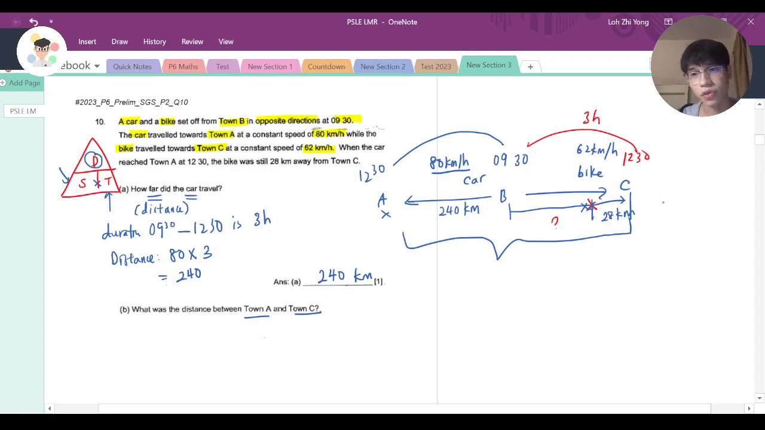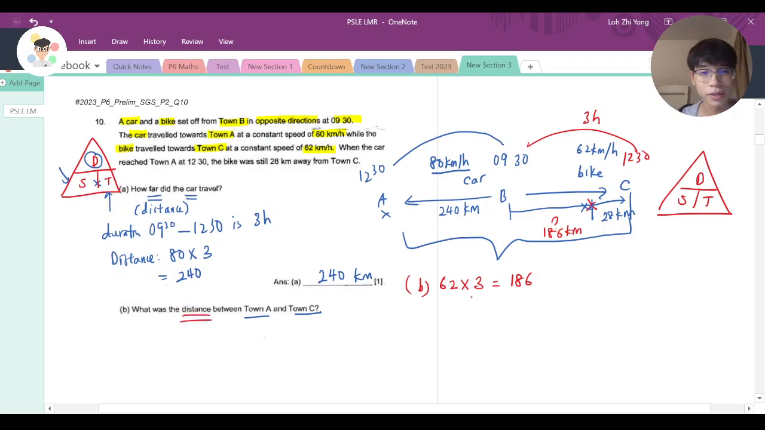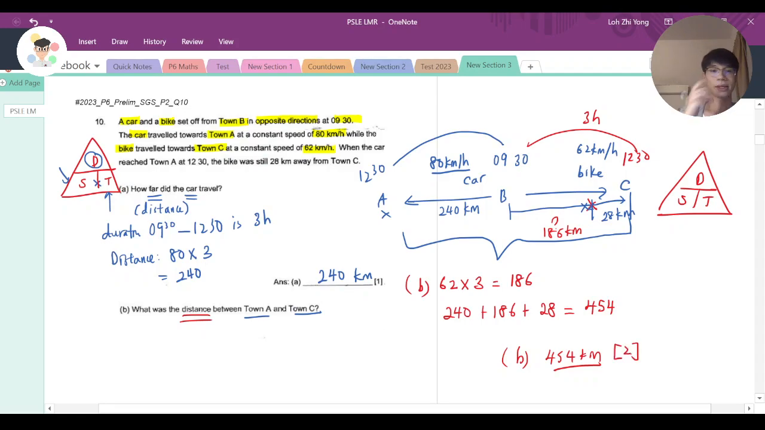Again, our triangle here: speed, distance, time. To look for the distance is speed 62 times time 3. So 62 times 3, 186 km, which means that in 3 hours, the bike has traveled 186 km. And now we are looking for the total distance. So 240 plus 186 plus our last one, which is 28 km, the answer is 454 km. So 454 km. And this is a 2-mark question. Done, simple.